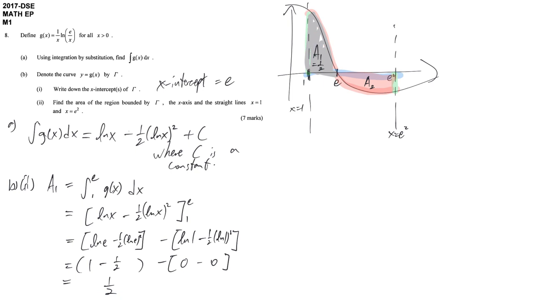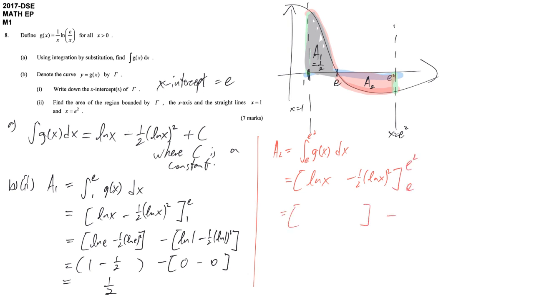Now we can work on A2. A2 is talking about the height g(x), from x equal to e to x equal to e squared. We can use the result of part A again, natural log x minus 1 over 2 natural log x whole thing squared. This time is the e squared case minus the e case. Focus on the first term first. That's why we have 2 minus 1 over 2 times 2 squared. The first term is 0.